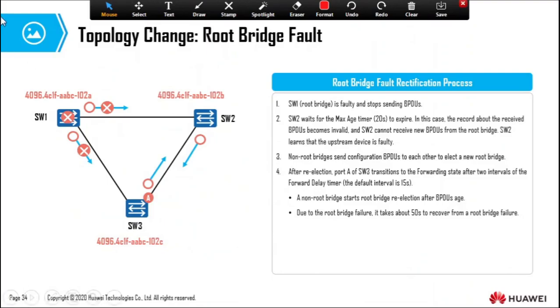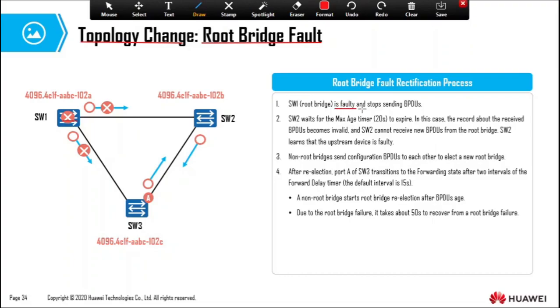Okay, so let's see now what we call topology change. What happens if the root bridge fails? Switch 1 is our root bridge. What happens when it fails? Switch 1 has failed. What happens? So we are supposed to understand how this happens.